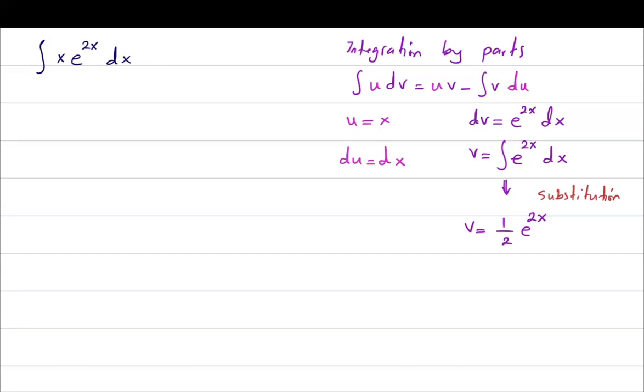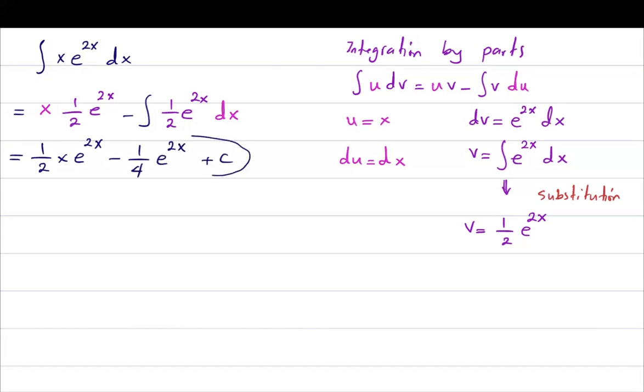Let's write our integral as uv, which in this case is x times v, which is 1/2 e to power 2x, minus the integral v du. V is equal to 1/2 e to power 2x, and du is just dx. This makes our calculation much easier. This is equal to 1/2 x e to power 2x minus, well, the integral of 1/2 e to power 2x is nothing but 1/4 e to power 2x plus constant of integration.